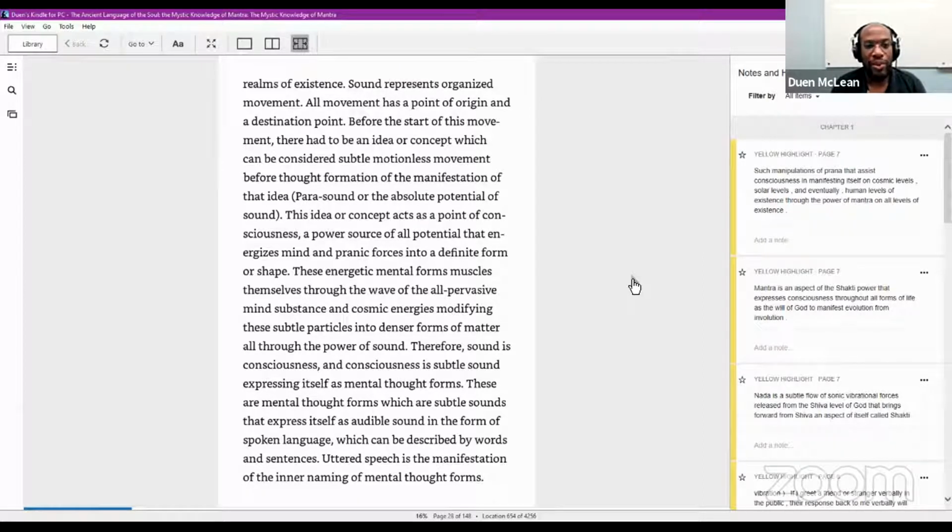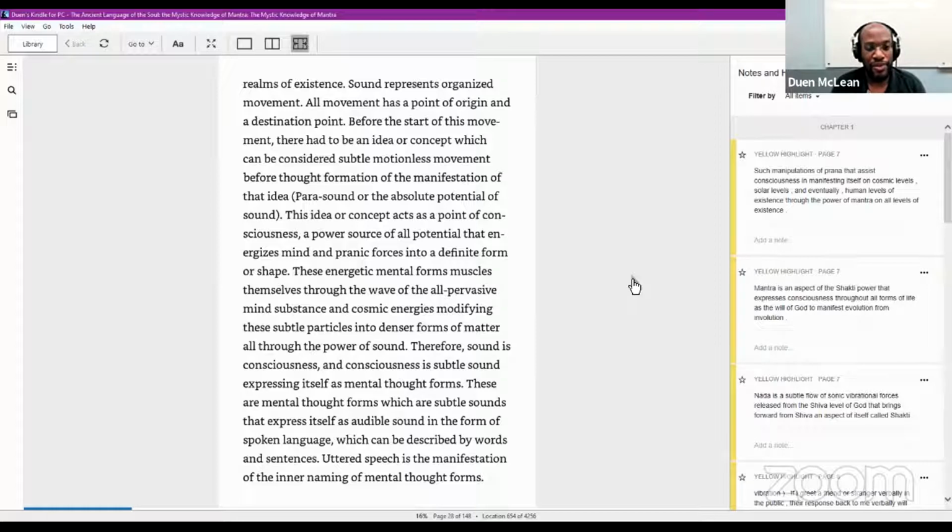Sound represents organized movement. All movement has a point of origin and a destination point. Before the start of this movement, there had to be an idea or concept, which can be considered subtle, motionless movement before thought formation of the manifestation of that idea, pada sound, or the absolute potential of sound. This idea or concept acts as the point of consciousness, as a power source of all potential that energizes mind and pranic forces into a definite form or shape.